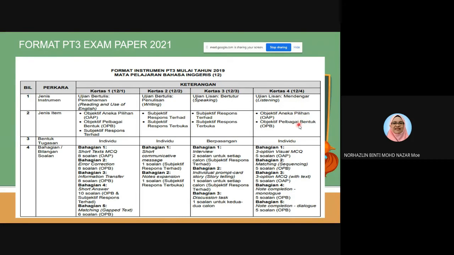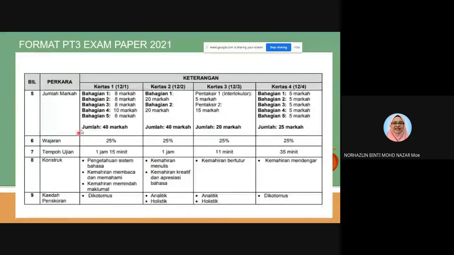Okay, objektif aneka pilihan, objektif pelbagai bentuk, yang ni individu. You have bahagian 1, section 1, 2, 3, 4, 5. So here, tengok kat sini. Okay, ni paling penting ni jumlah markah. If we want to sit for the exam, kita kena ada strategi. Okay, so bahagian 1, paper 1, 8, and then section 3 boleh tengok sini and total score is 40 marks.